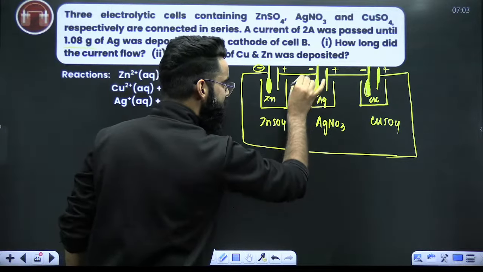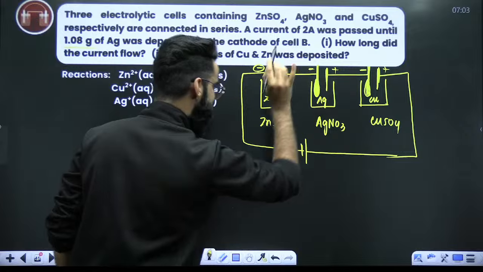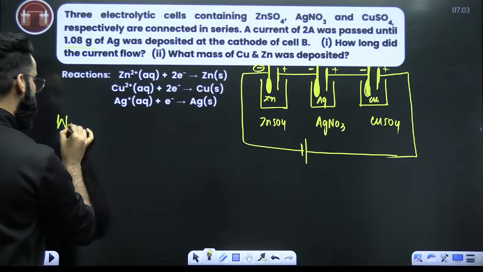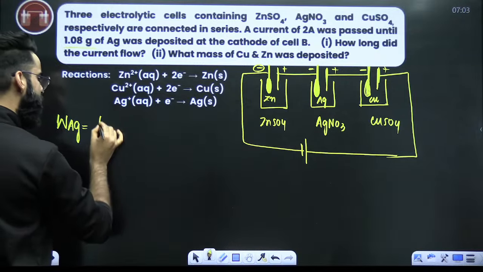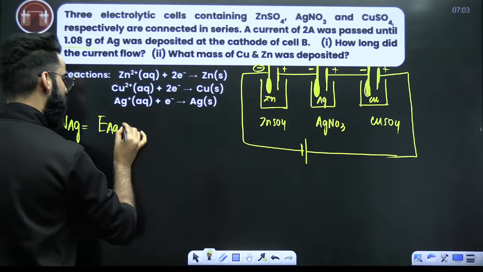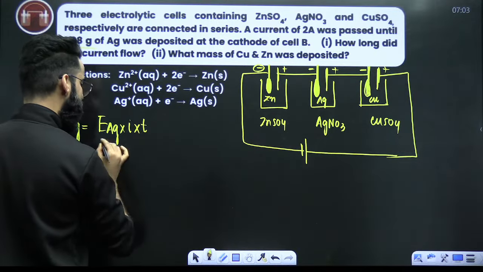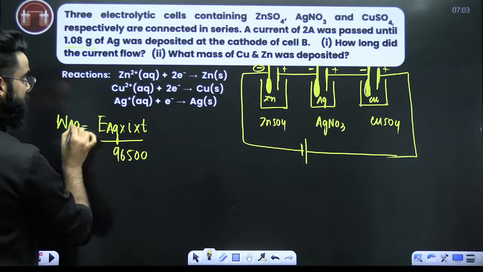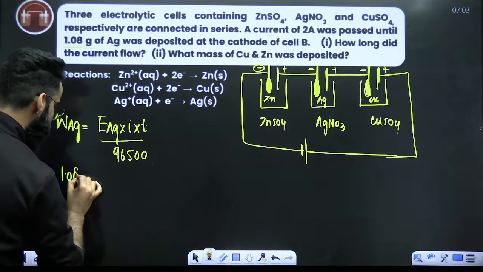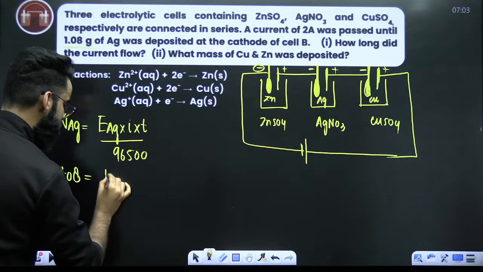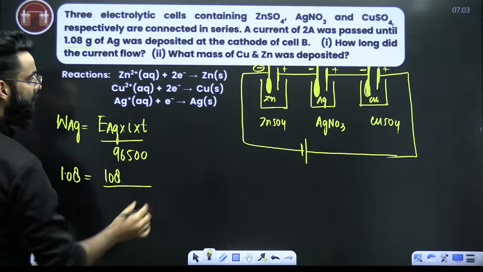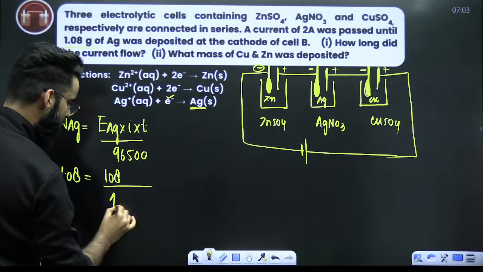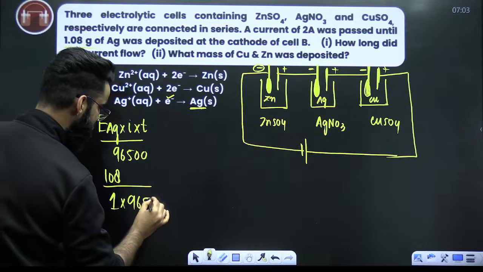So look at the second cell, my dear students. In this second cell, if I use Faraday's first law, I can say mass of silver deposited has to be equivalent mass of silver multiplied by I multiplied by T divided by 96500. Now what is the mass of silver deposited as per the question? It's 1.08 grams, equal to equivalent mass of silver, which is molar mass of silver divided by n factor of silver. N factor of silver, electrons exchanged divided by stoichiometric coefficient, that's 1. Multiplied by 96500.